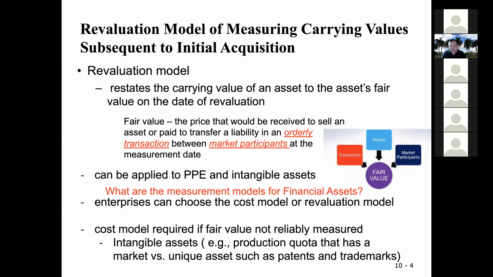Then you think about patents or trademarks. They're so unique. You think about the trademark for Starbucks. That's so unique. There's only one Starbucks trademark. How are you going to measure the value of that? So you can see that certain intangible assets may be reliably measured, others may not. This is just to give you an example, to see that in certain cases, you probably have to use cost model because you are not able to measure your fair value reliably.